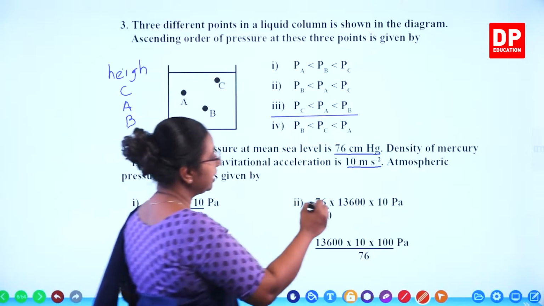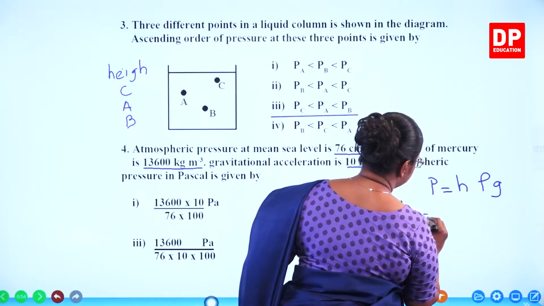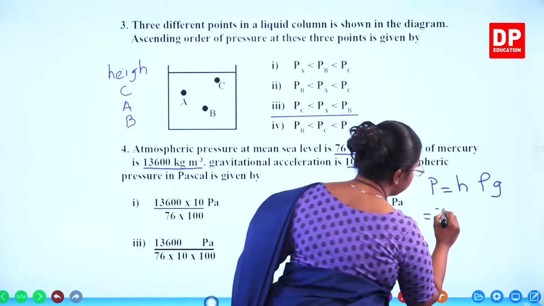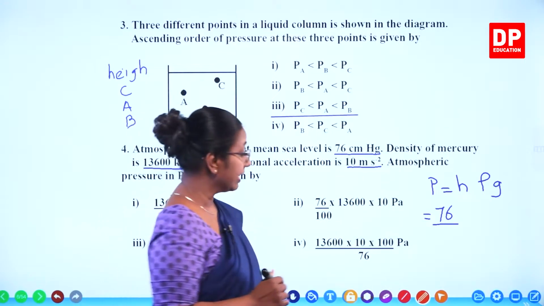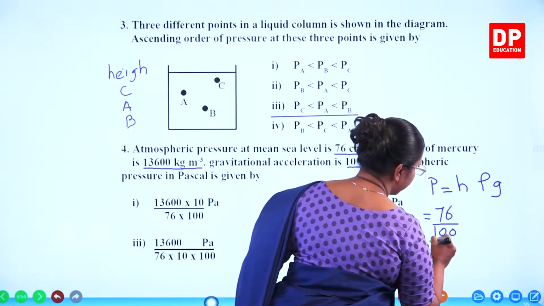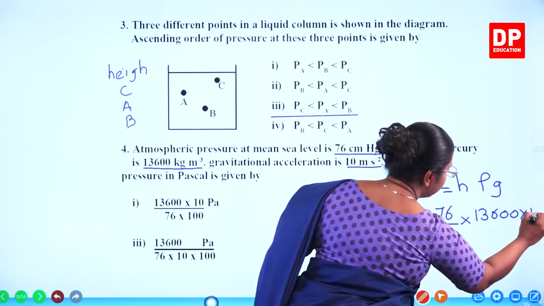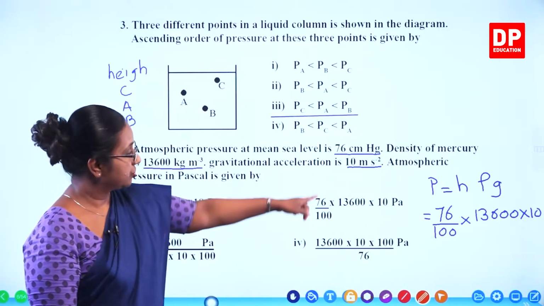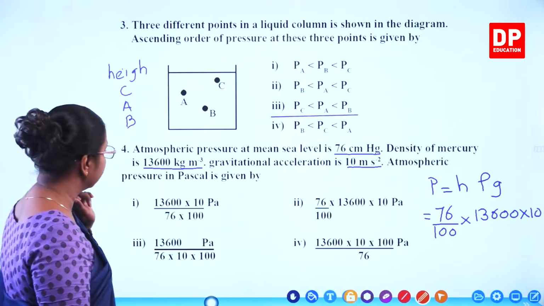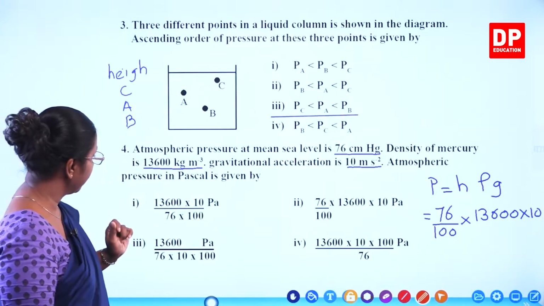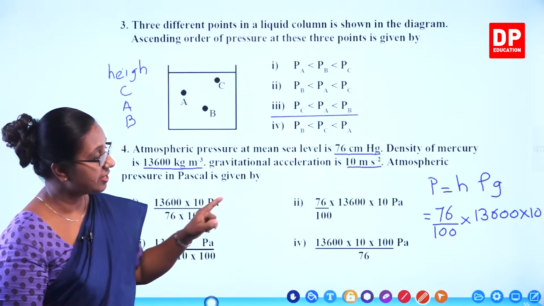So here again we need the equation P equals H rho G. If I substitute for H, it has to be 76, but we need to convert the unit. So we need to divide it by 100 so that it becomes meters. Then density 13,600 and 10 is the gravitational acceleration. So from P equals H rho G, that is the equation we will get. So atmospheric pressure in Pascal is given by 76 over 100 into 13,600 into 10.